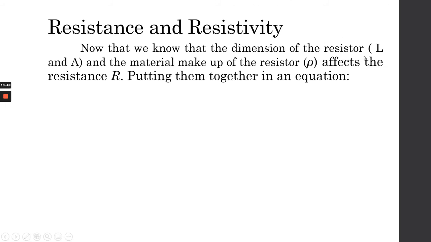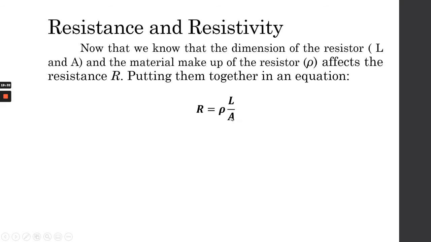Now that we know that the length, the area, and the material makeup of the resistor affect the resistance, then we can get a mathematical equation that we can use to compute for resistance. So to compute for resistance, we basically have the resistivity multiplied by the length of the resistor divided by A. So this is the second, or technically the fourth equation that I want you guys to remember. Resistance is equal to rho multiplied by the length of the resistor divided by the area of the resistor.